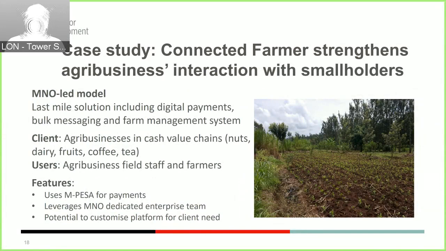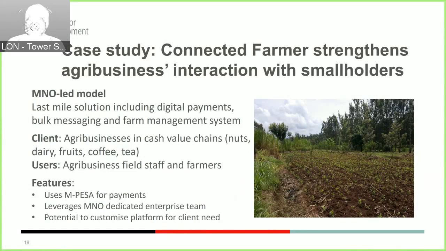What does this mean? So the solution can actually be deployed to multiple value chains, though to date there's been more of a push to onboard agribusinesses that are more focused on cash-driven crops, such as tea, coffee, and nuts. Why is that? This is where transactions, so mobile money transactions, for example, are a bit more frequent. So we won't cover all of the features, but we can highlight a few of them.